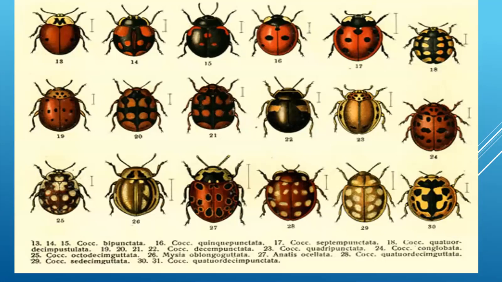Now can you identify a beetle from this group which has 7 spots on its body? Can you give me the number? Where is the beetle with 7 spots on its body? Got it? It is number 17. Coccinella septempunctata. So this is the beetle which has 7 spots.